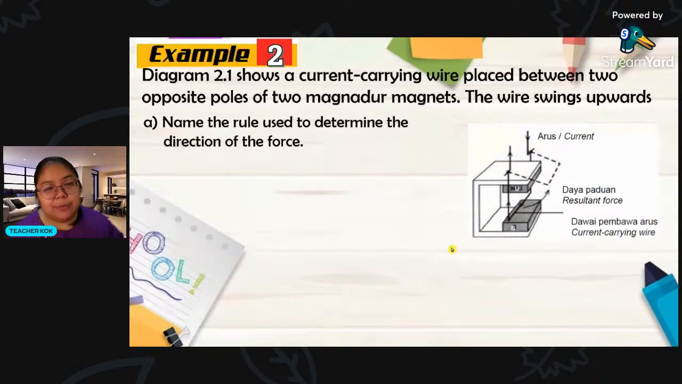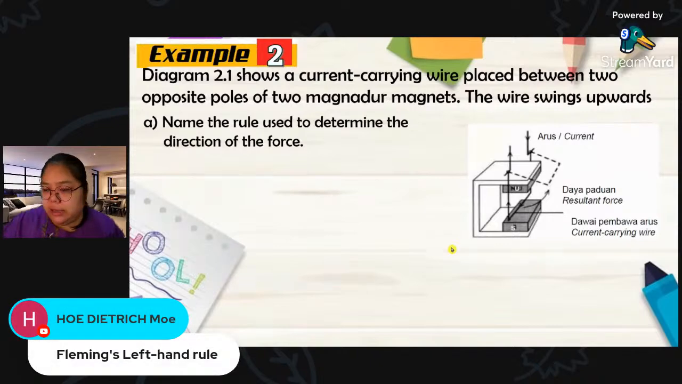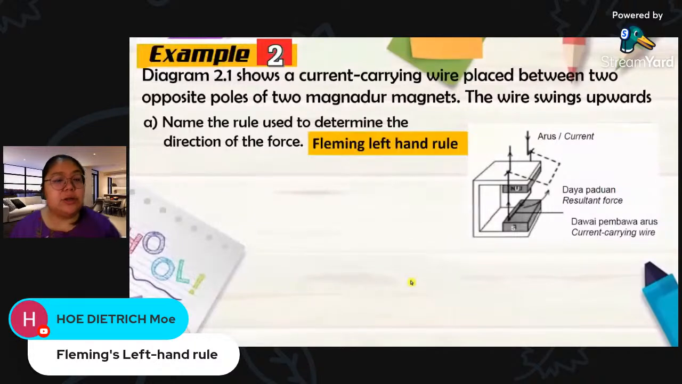Okay, just type there. Don't be lazy. Order more, three or four words only. You just type. What's the name of the rule we're using for these situations? Fleming left-hand rule. Okay, we're using Fleming left-hand rule, so this one should be the answer. Okay, now we continue for the next question.